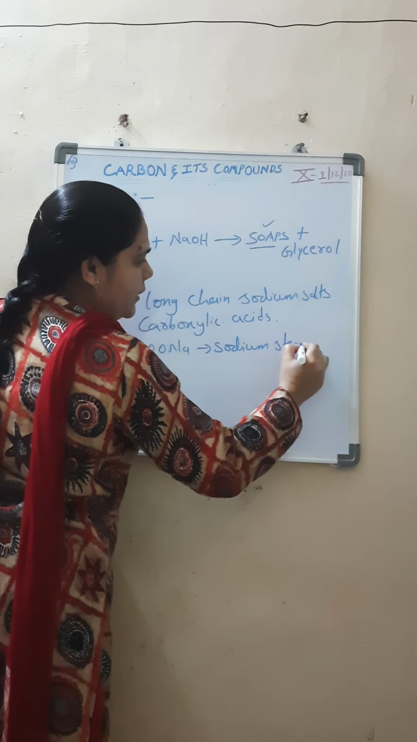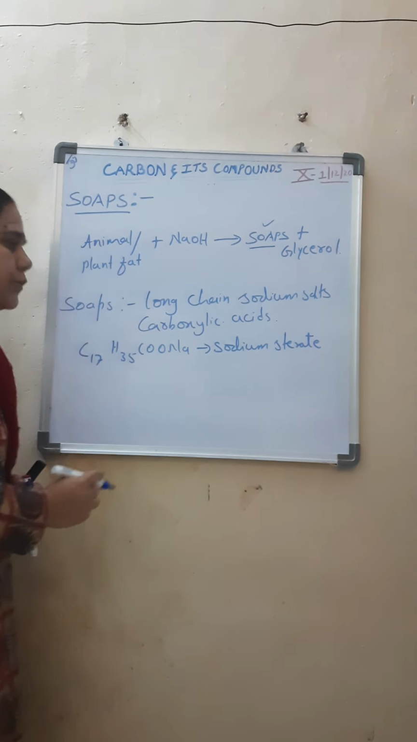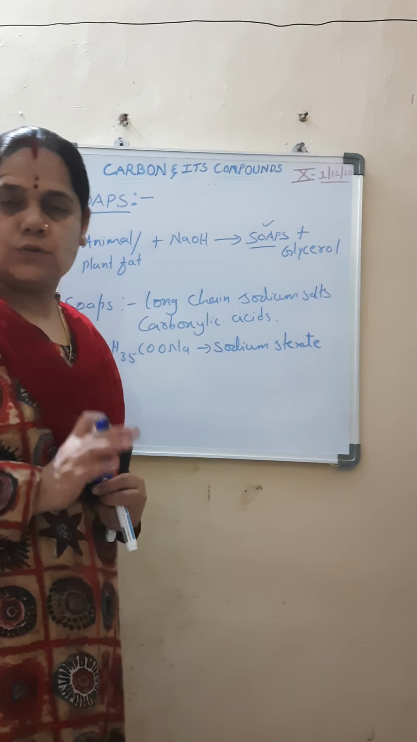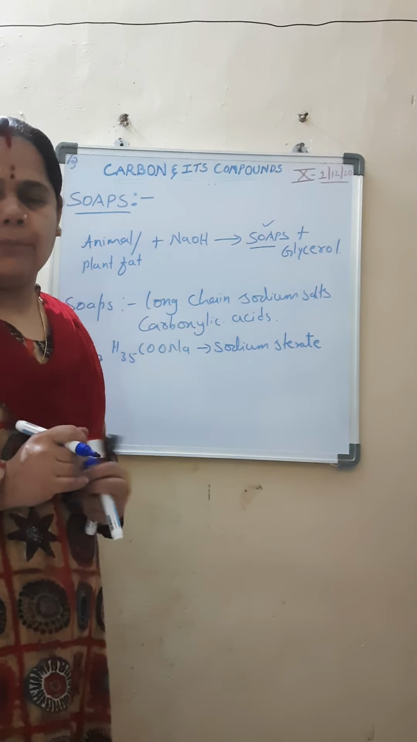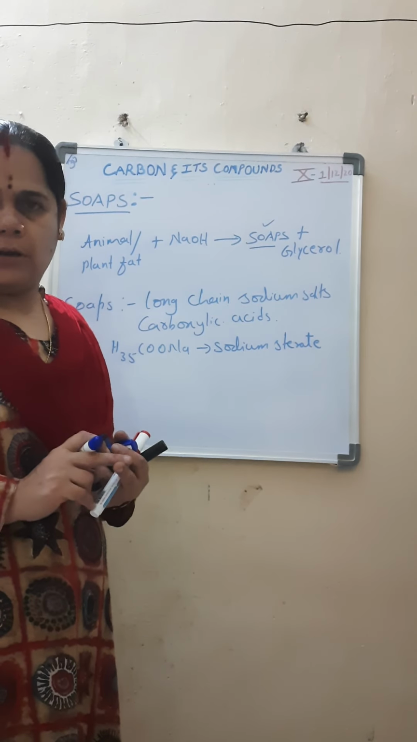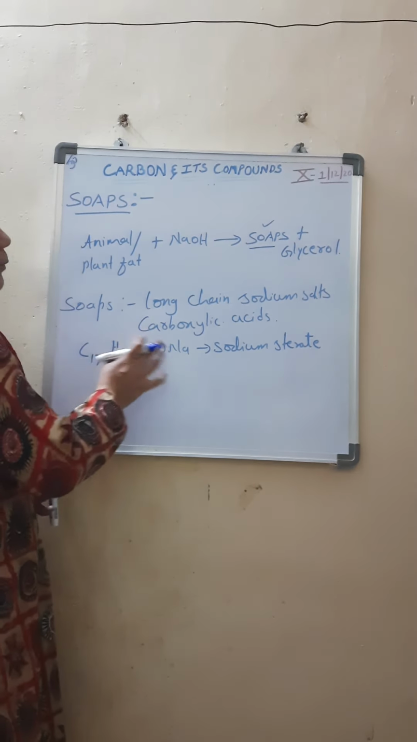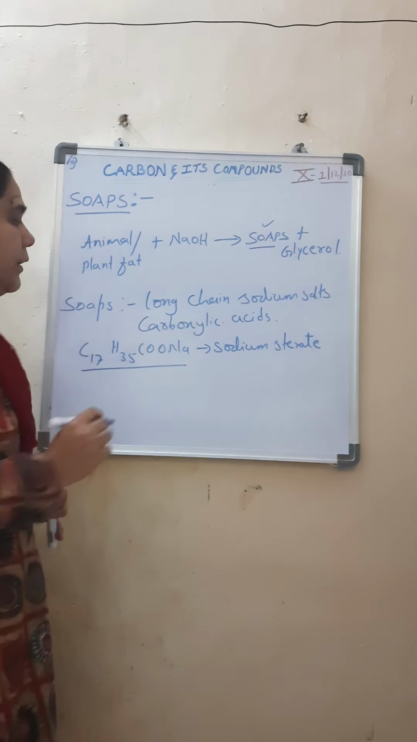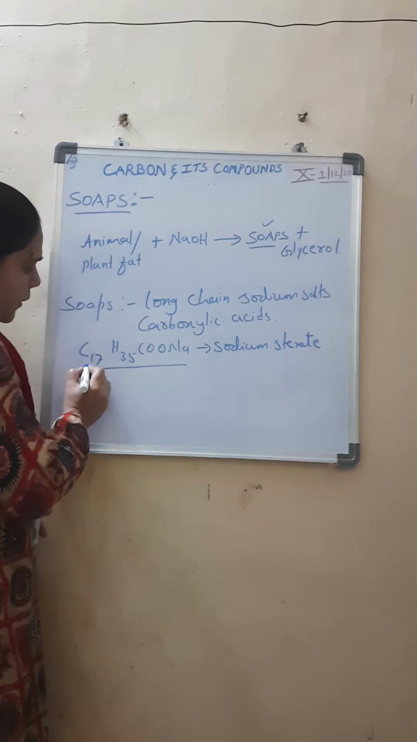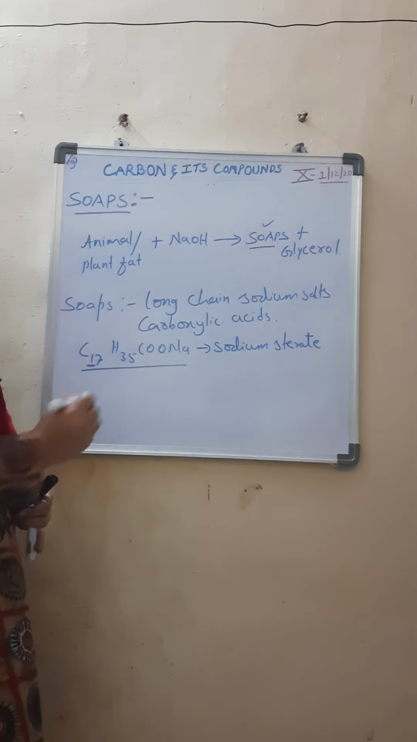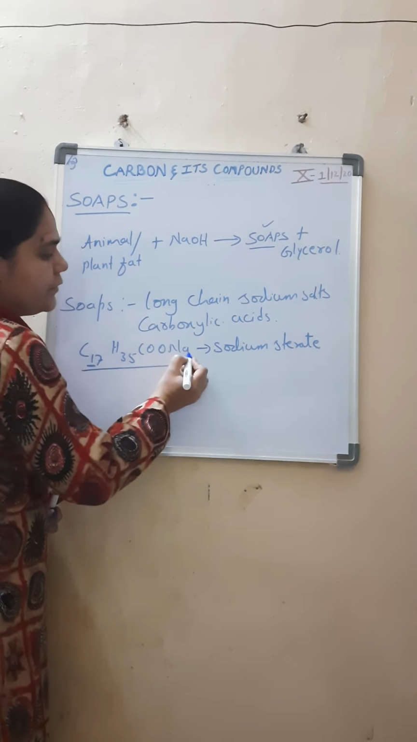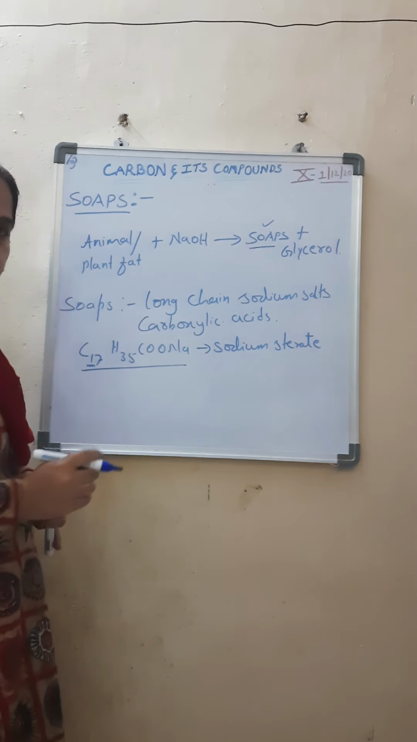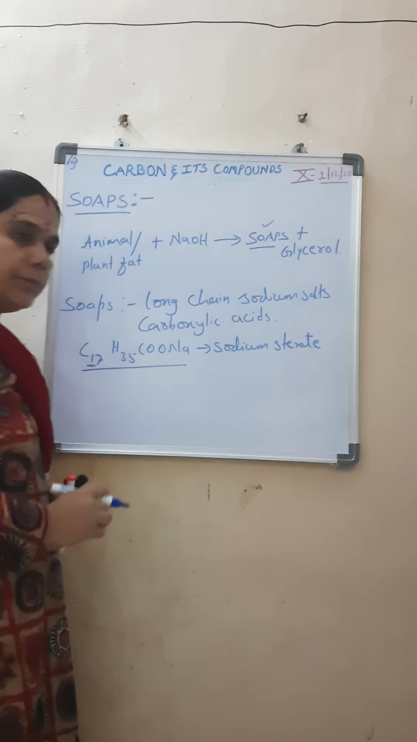What is this commonly called as? Sodium stearate. So in order to prepare soaps, we are mostly using plant based oils, maybe castor oil or palm oil. Okay. So these are used in order to prepare the soaps. So this is one common example of a soap. It is a long chain, and if you see how many carbons are here, 17 carbons. So C17H35COONa is nothing but a soap chemically called sodium stearate.